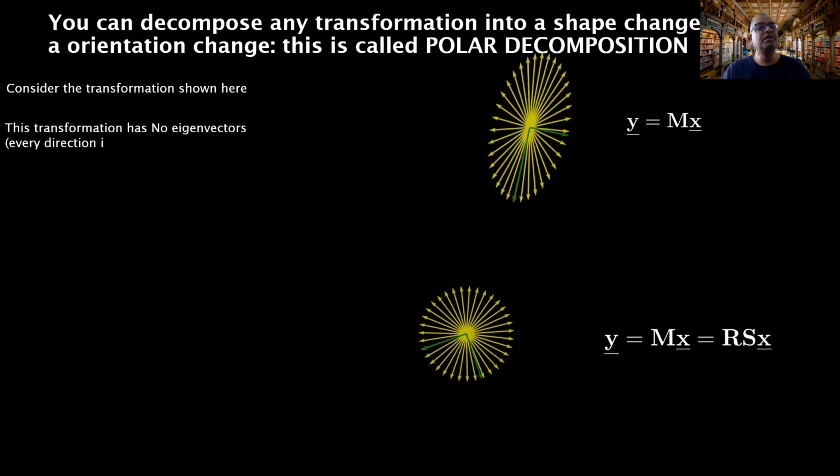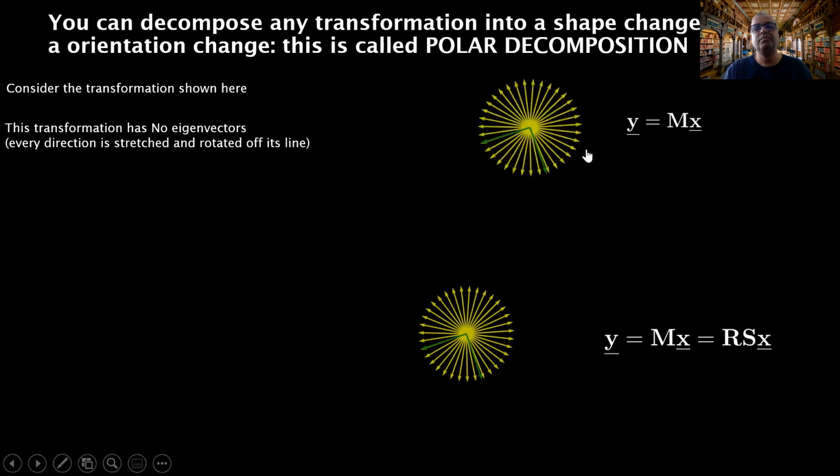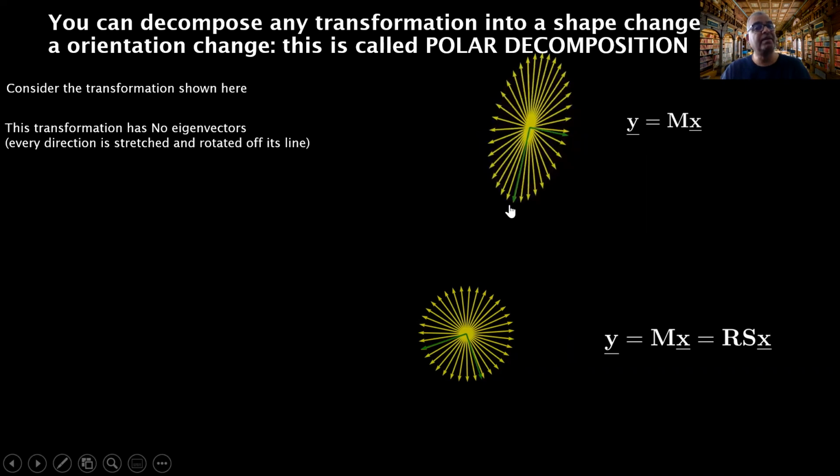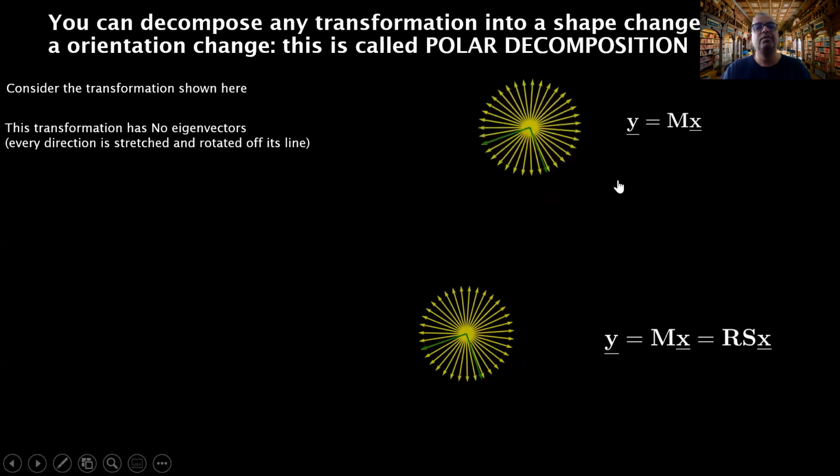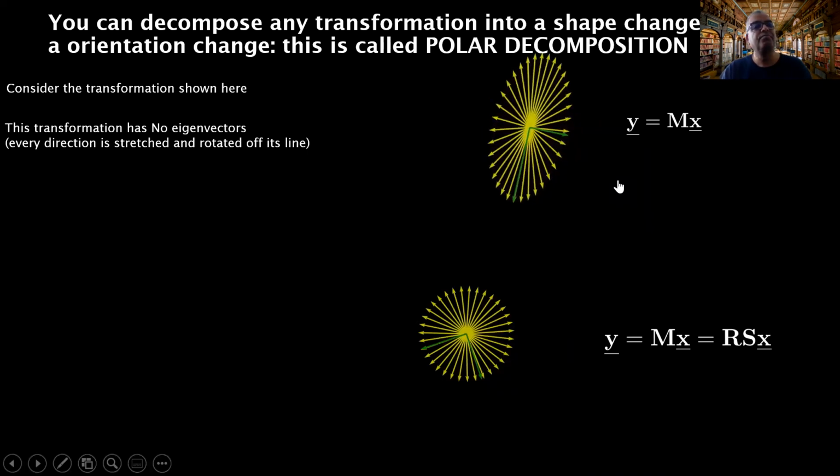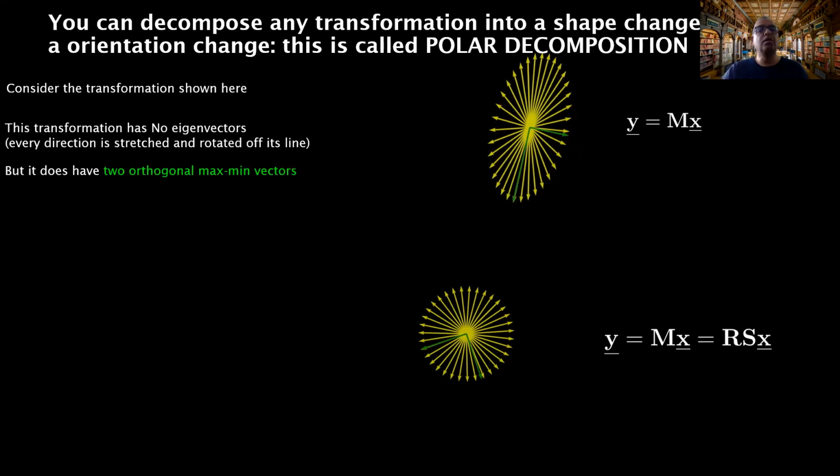So this transformation has no eigenvectors, but it does have min-max vectors. There is no direction which is unrotated, but it does have min-max vectors, the green lines. That's why I said min-max vectors are more important in a very fundamental way. So it has two orthogonal min-max vectors. Very good.